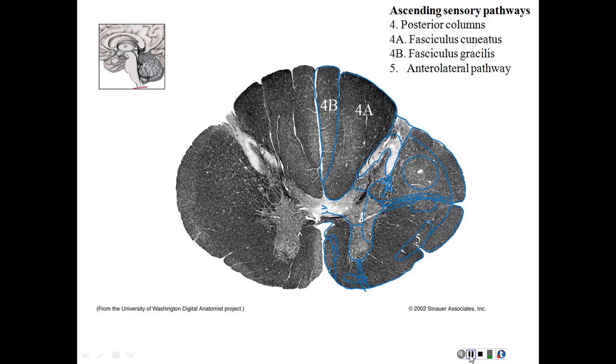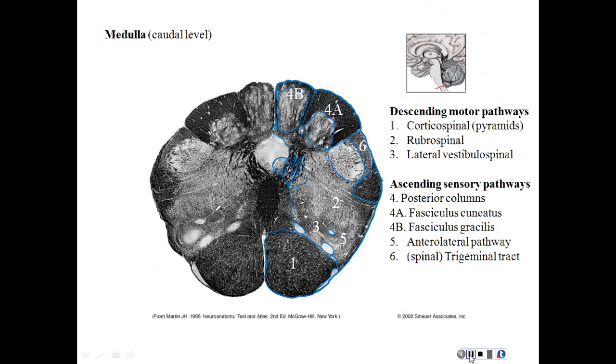And our anterolateral system, carrying our pain, temperature, and crude touch information, has that positioning over here. So these large things are the posterior or dorsal columns, and then the anterolateral. Those are our three pathways.